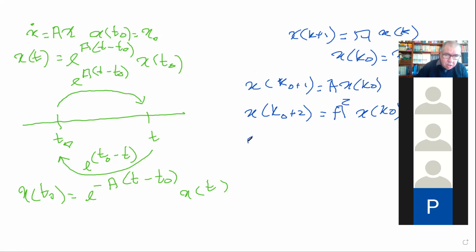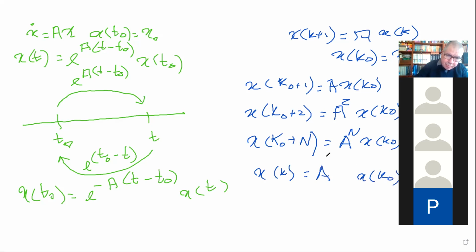So in general, x of k0 plus, say, n is equal to, what shall I place here? A to the n. Now, let me write it in a different way. x of k is equal to A to the what times x of k0? It's a difference of indexes, so it's k minus k0, right? Just take n as the difference.